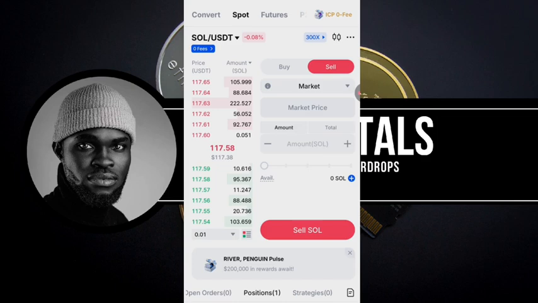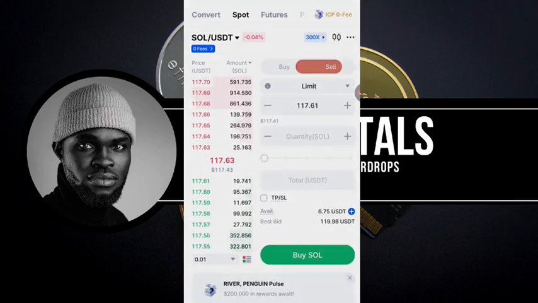Then the next one is limit order. You can see limit order here. Let's look at limit order. A limit order simply means you are willing to buy or sell only at a price of your choosing, that means the price that you have chosen. So in other words, you are the one controlling the price. The market cannot execute until it gets to the price that you have selected.